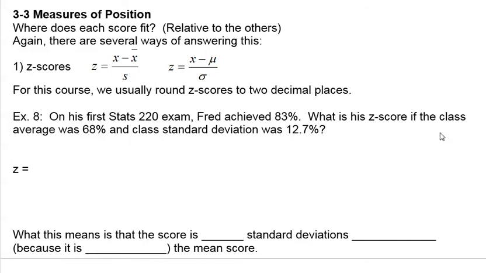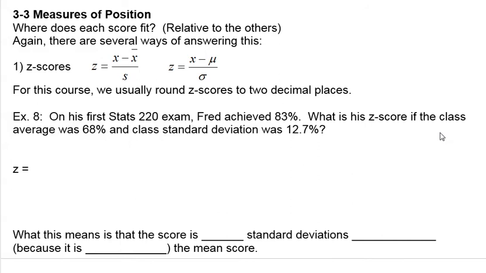So one way to measure position is something called Zed Scores, and this is kind of unique to statistics. It does get used a lot. We'll use it a little bit here in Chapter 3, and then we'll start using it big time in Chapter 6 onwards. So this is something that's going to come back.